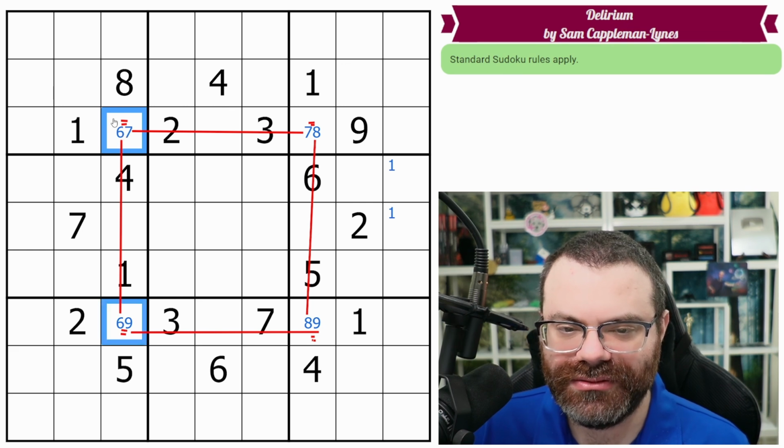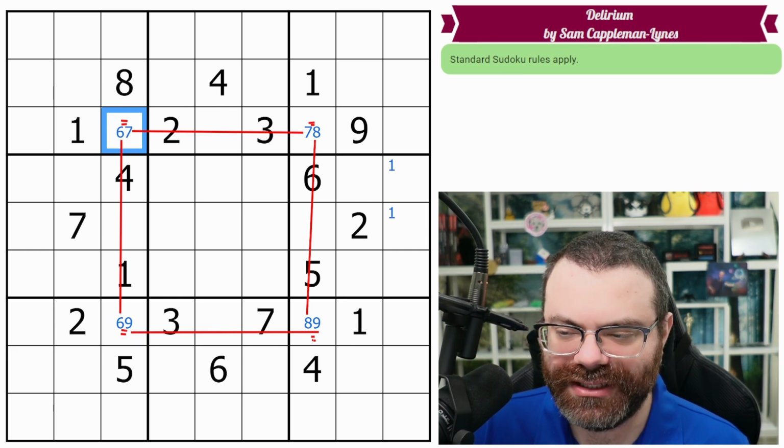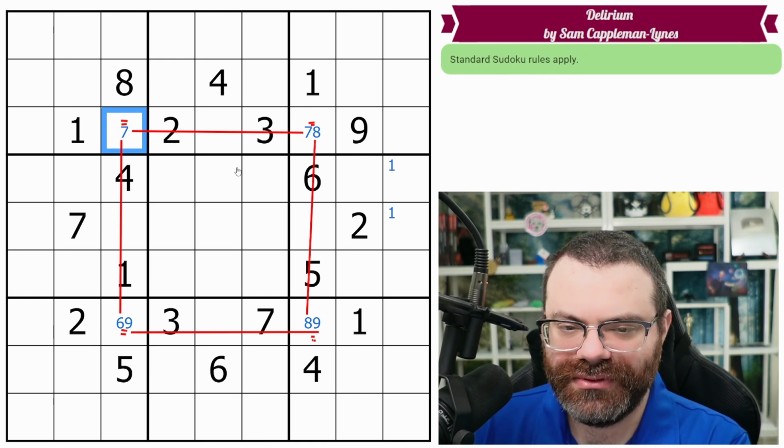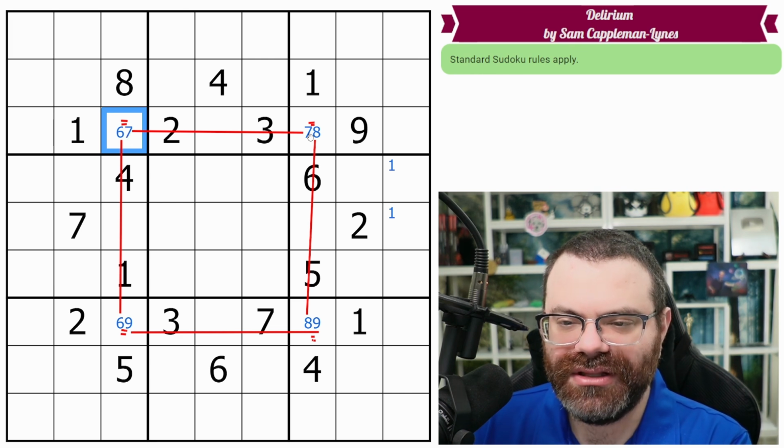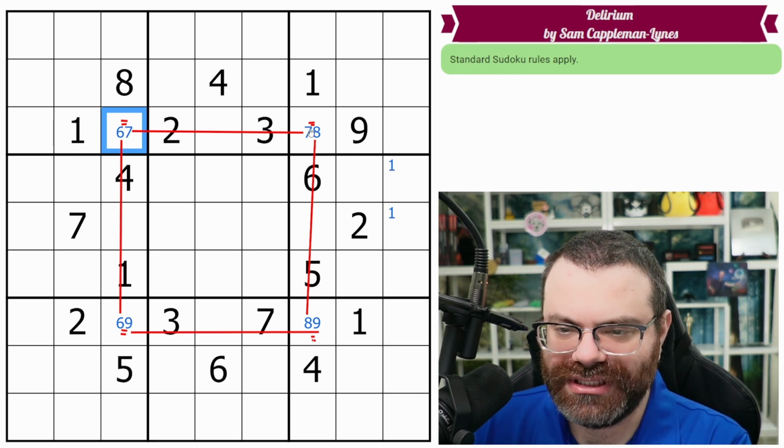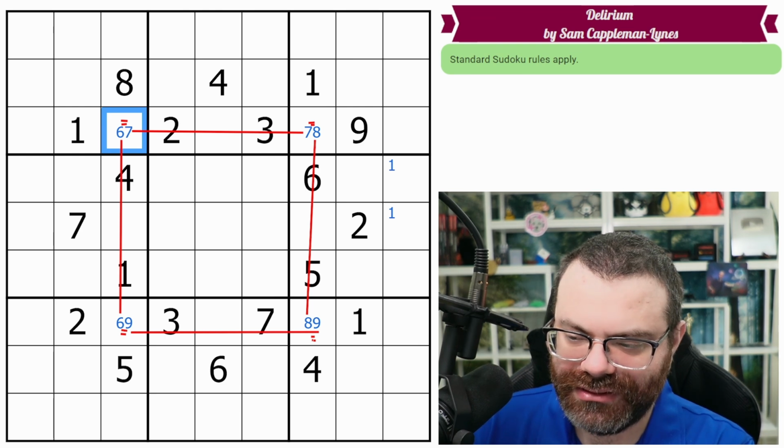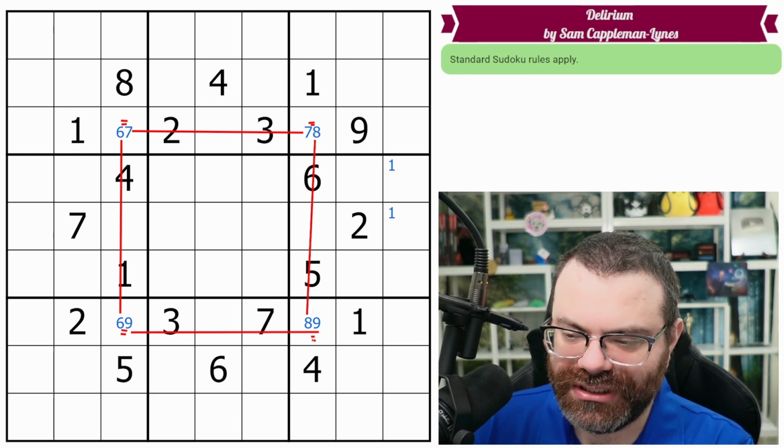So we can say, okay, well, what happens if this 6 were not true? Well, if this 6 were not true, right? Through this strong link, the 7 becomes true. Then through this weak link, the 7 becomes untrue. This 7 becomes untrue. I guess I could draw this out. So let's just use a different color just to keep things a little sane here.